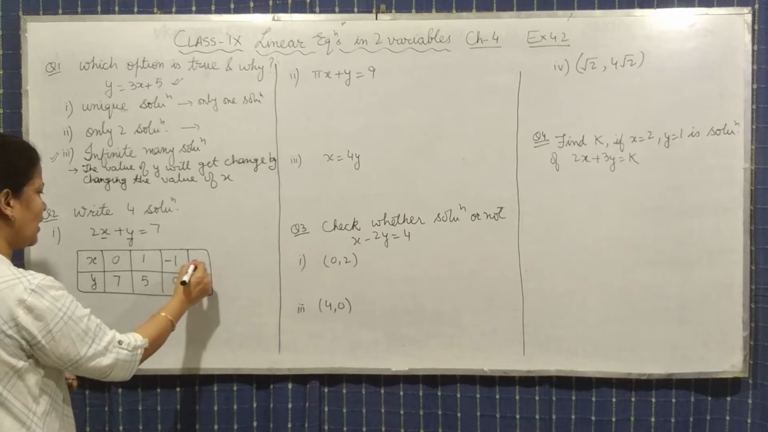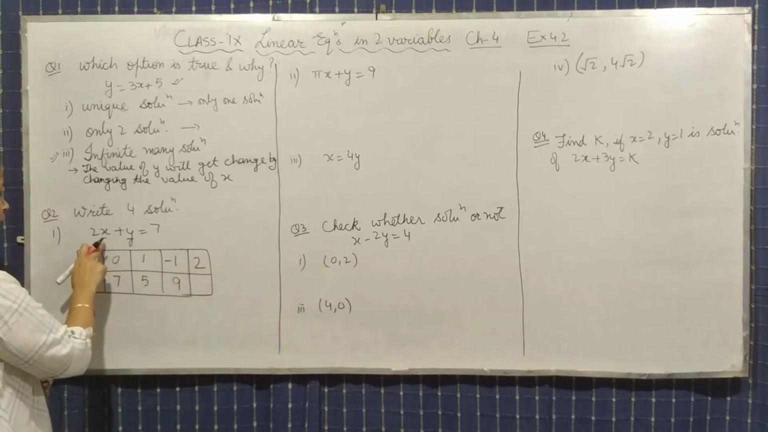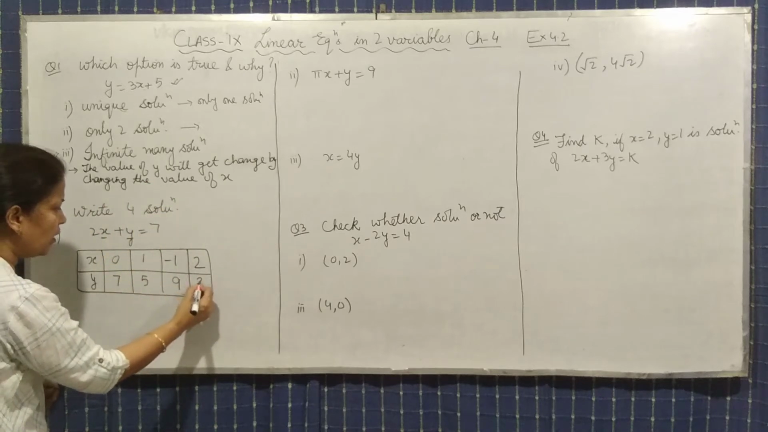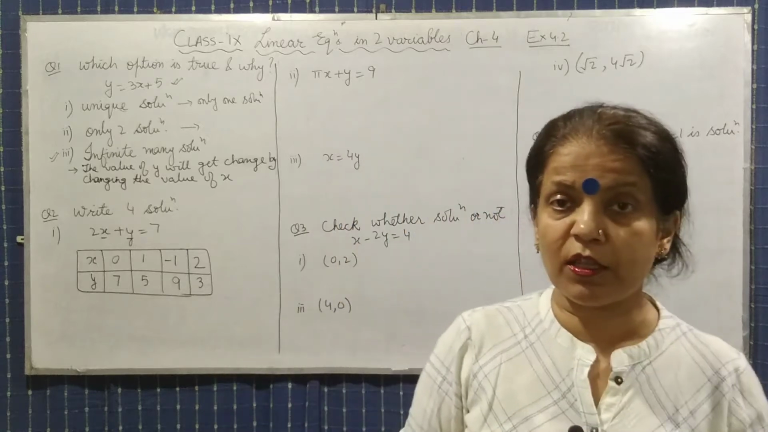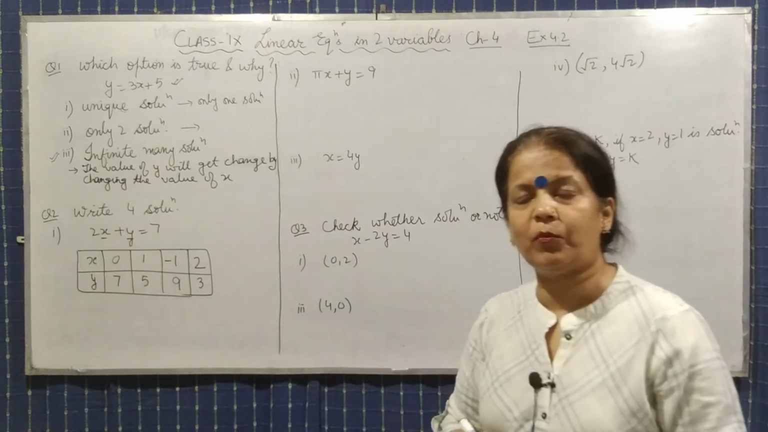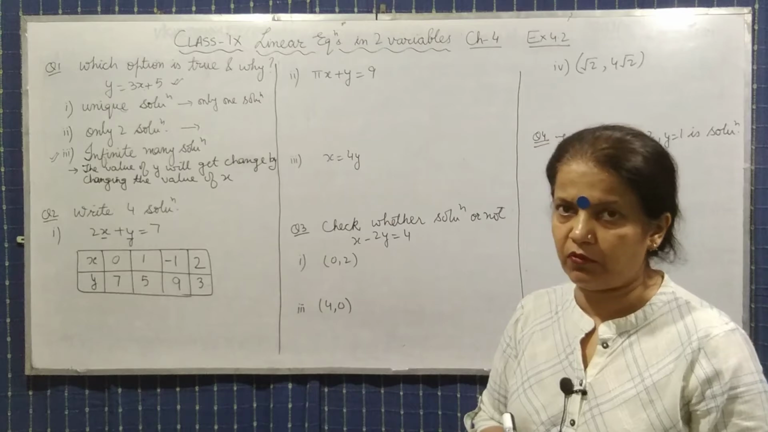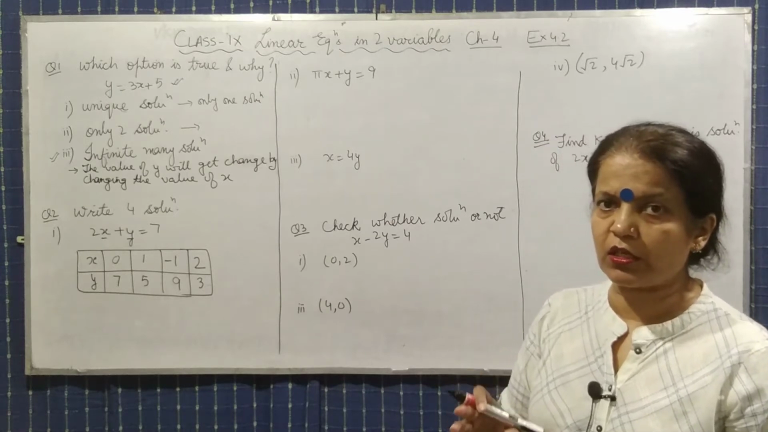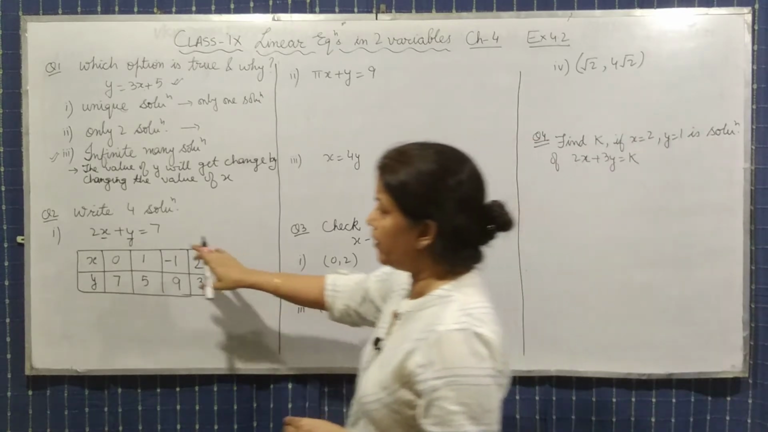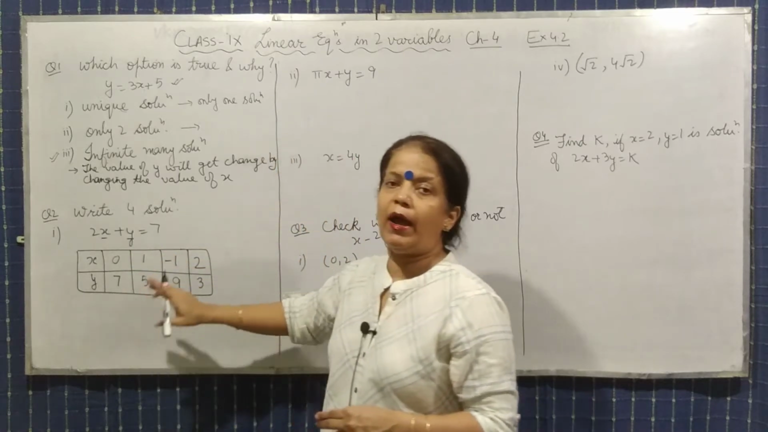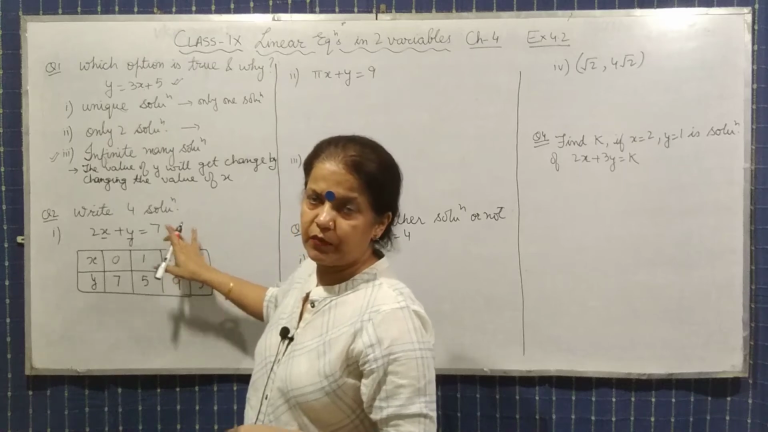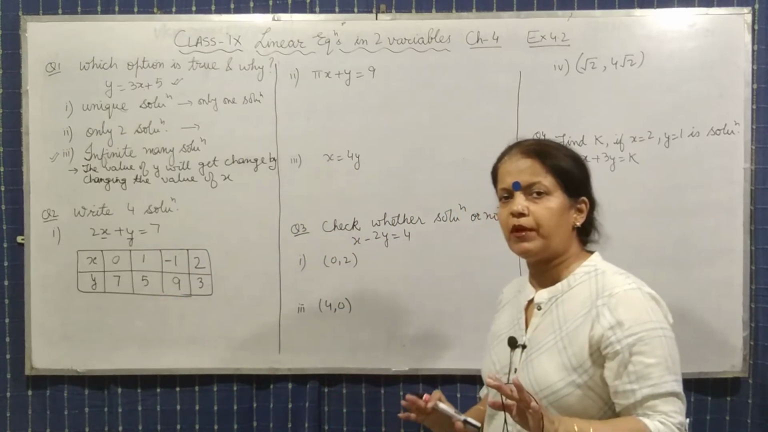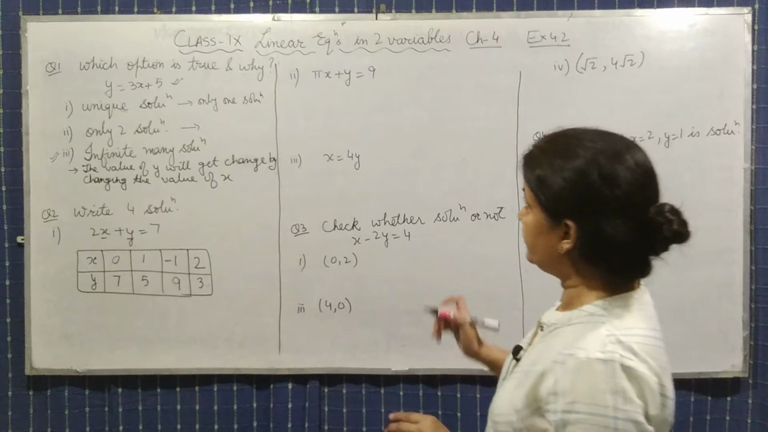Now you can take any other value. Let it be 2, the x value as 2. So 2 into 2 is 4. Shift it over here. You will get the value of y as 3. But it's not necessary that you always have to put the value of variable x first. You can put the value of y yourself, and then find out the value of x. It's up to you. Whatever is the simplest way, you can do it accordingly.